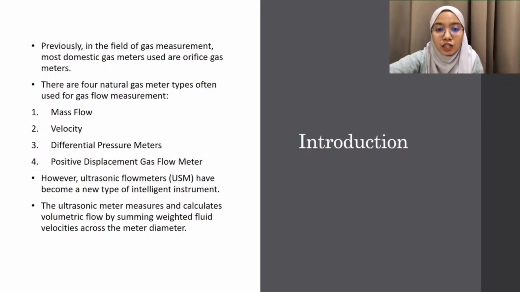With the development of electronic information and internet technology, the ultrasonic flow meter has become a new type of intelligent instrument. Moreover, the ultrasonic flow meter achieves remote data transmission. In combination with internet technology, it is able to solve the problem in the field regarding meter readings. The ultrasonic flow meter is able to measure and calculate the volumetric flow by summing up the weighted fluid velocity across the diameter. The benefit of using an ultrasonic gas flow meter is that it responds quickly to any change in flow. Secondly, it increases time between calibrations, and also it has a modular design.